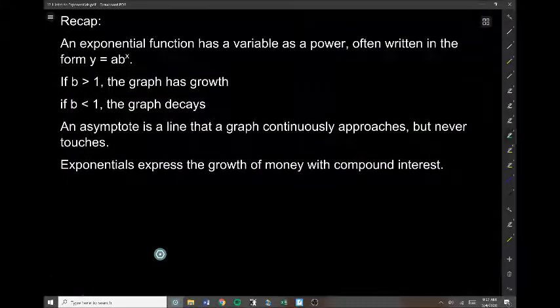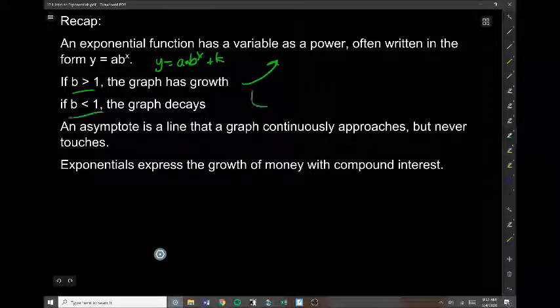An exponential function has a variable as a power. It's often written in the form y equals a times b to the x, or y equals a times b to the x plus k, although I don't actually think you see any k on your homework. If the b value is greater than 1, you have growth. If the b value is less than 1, you have decay. The asymptote is the line your graph approaches but doesn't touch. And exponentials can show compound interest.